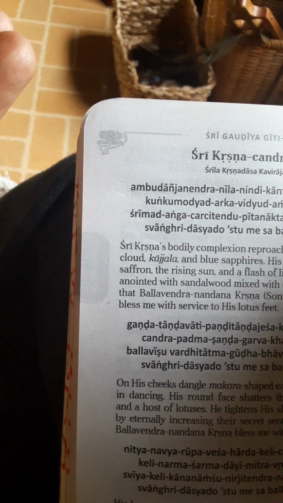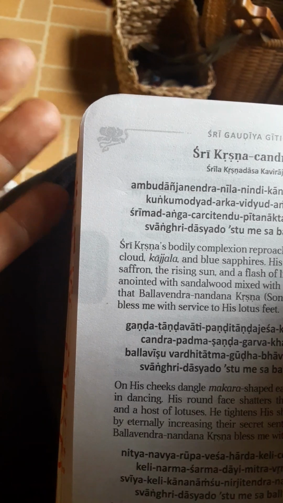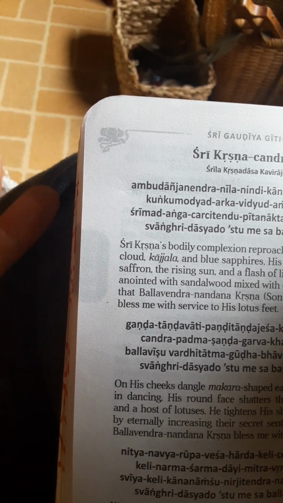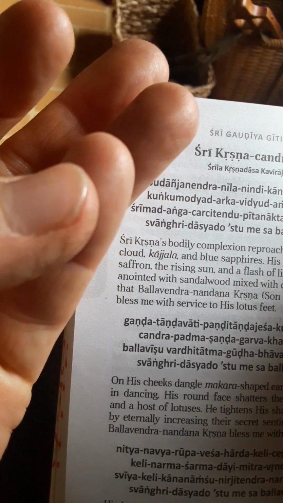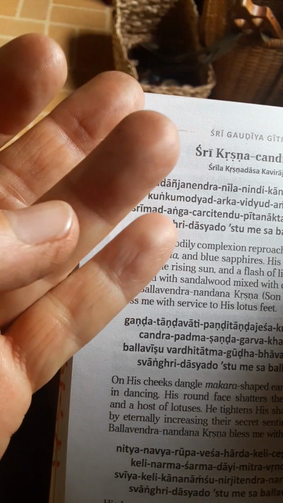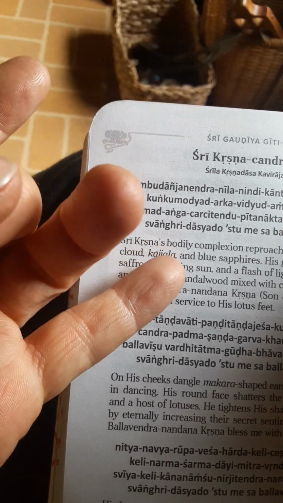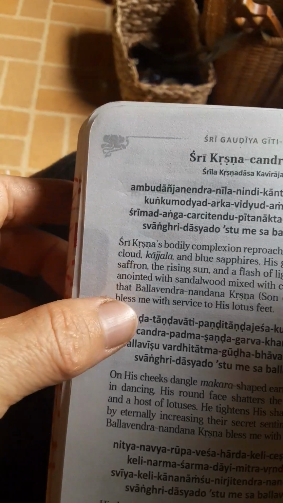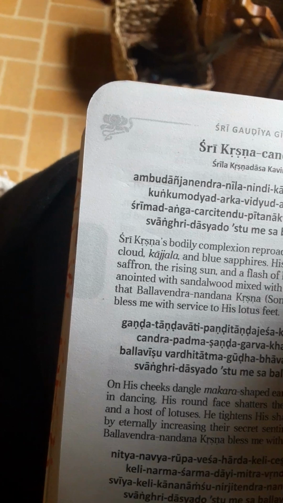1, 2, 3, 4, 5, 6, 7, 8, 9, 10, 11, 12, 13, 14, 15. Da da da da. Da da da da da da da da da da da da da. 15 syllables, begins and ends on a heavy syllable.